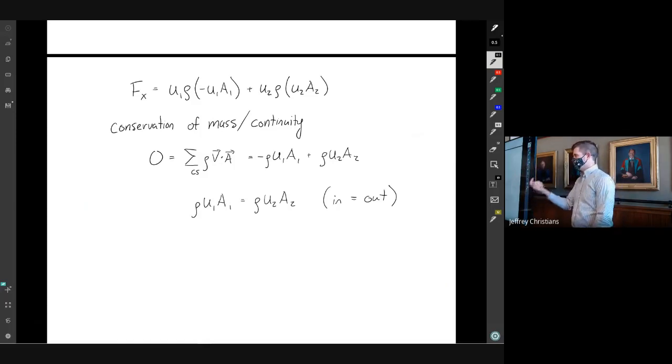Right, so the rho U1 A1, before we did any of this confusing stuff, you guys figured this out on your own. That's the mass flow rate into the system at side 1. The other one is the mass flow rate out of the system at side 2. Those have to be equal because of conservation of mass.